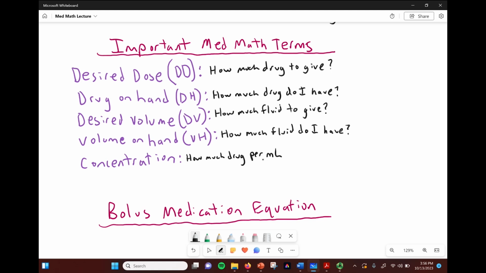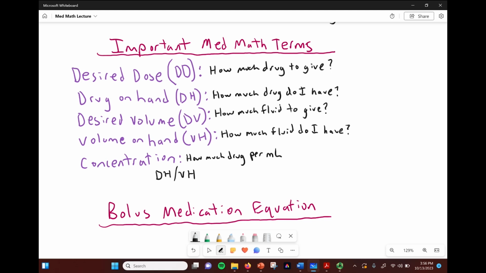But when I break it down with concentration, what I want to get to is a single milliliter, because that makes it very functional for me to use. I can give a milliliter or 5 milliliters or 10 milliliters. So this brings it to a base functional unit for us to administer. Now concentration is a very simple equation here. It's going to be the drug on hand divided by the volume on hand. Drug on hand divided by volume on hand.